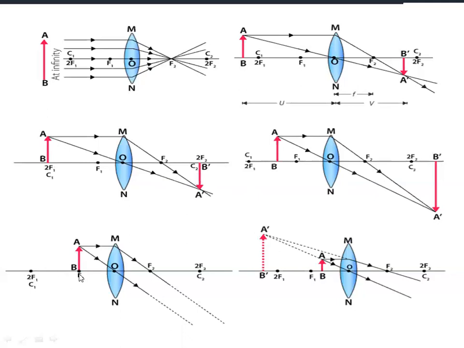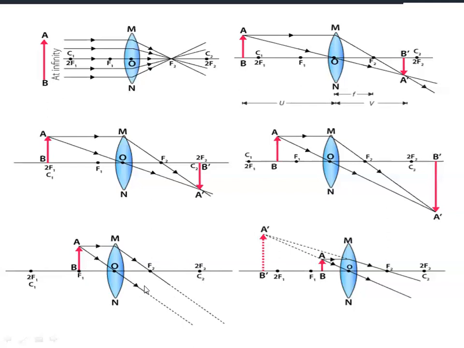The next position is where the object is kept at focus. Object is kept at focus, erect object, arrow mark is given here, AB. One parallel light ray goes straight, hits the lens and goes to the second focus. And another ray goes through the optical center without any deviation, it goes straight. These two rays are parallel to each other, so they will not meet at any point. So the image is captured at infinity.